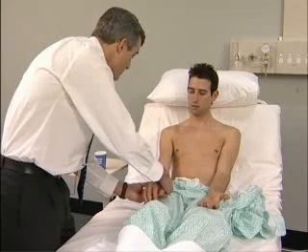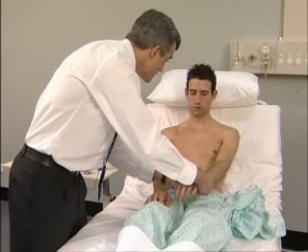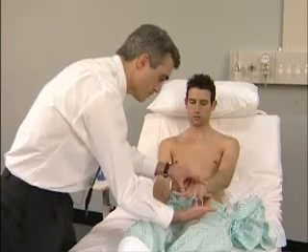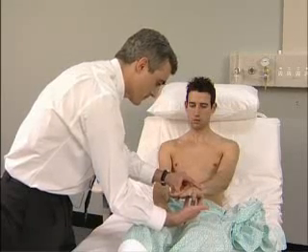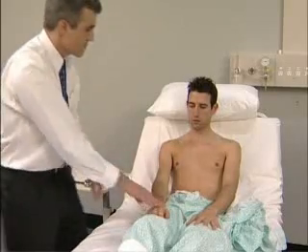Is that tender when I press there? Okay, try this side. Any tenderness there? I'd like you to now spread your fingers apart and keep them apart. Ask the patient to spread the fingers against resistance. And this hand. Weakness can be due to a brachial plexus involvement from a lung carcinoma.